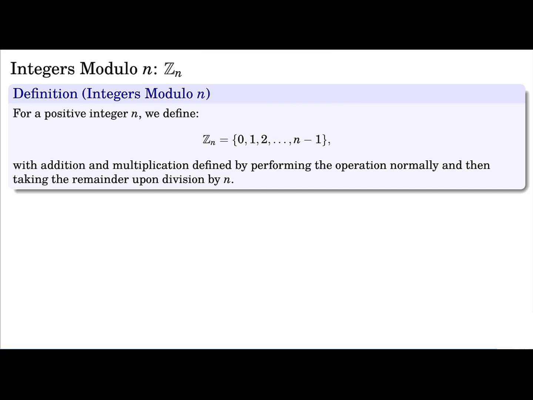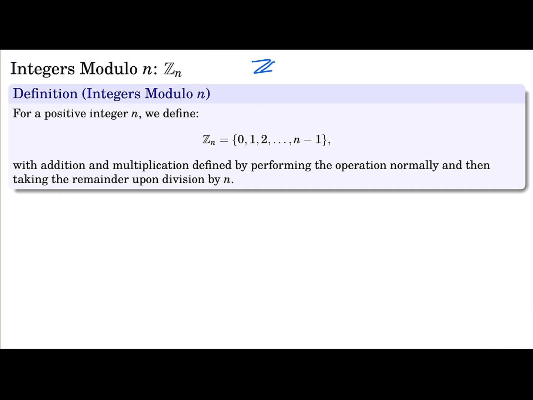For a positive integer n, we define this set here. So remember that we generally write this to denote the integers modulo n. This is going to be all the integers from 0 to n minus 1. And also the way we do operations is going to change. We're not going to do the typical addition and multiplication in the integers. We're going to do it differently.